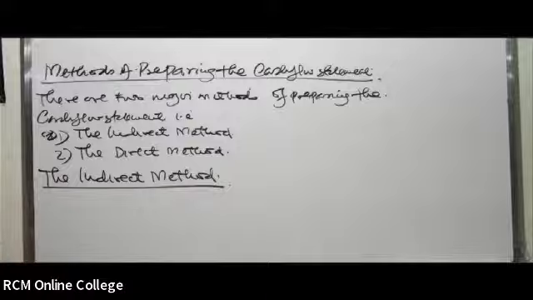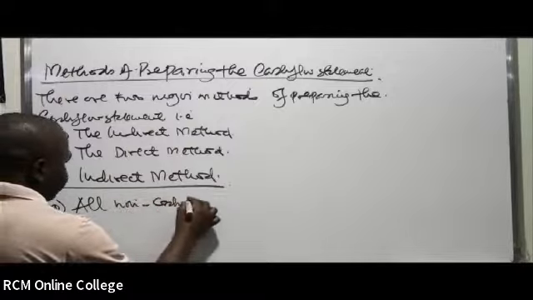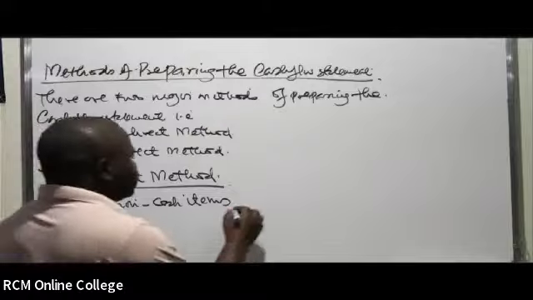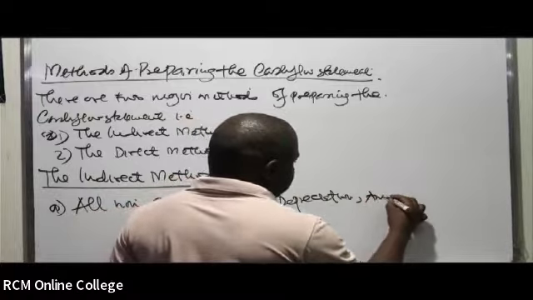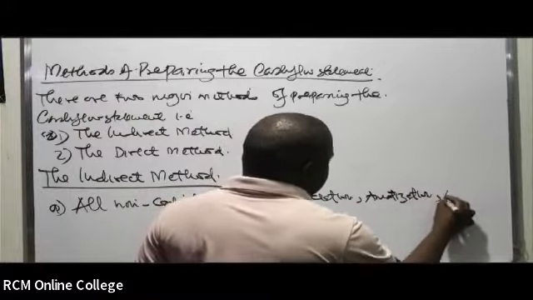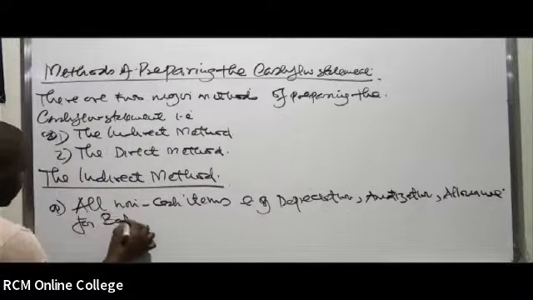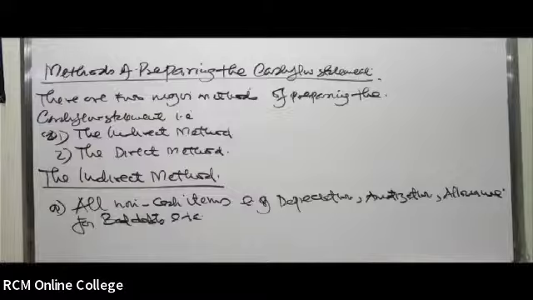A, all non-cash items. Non-cash items we have defined, like depreciation. So we start with the profit before tax, then on this profit before tax, you adjust all non-cash items, e.g., depreciation, amortization, allowance for bad debts, etc.